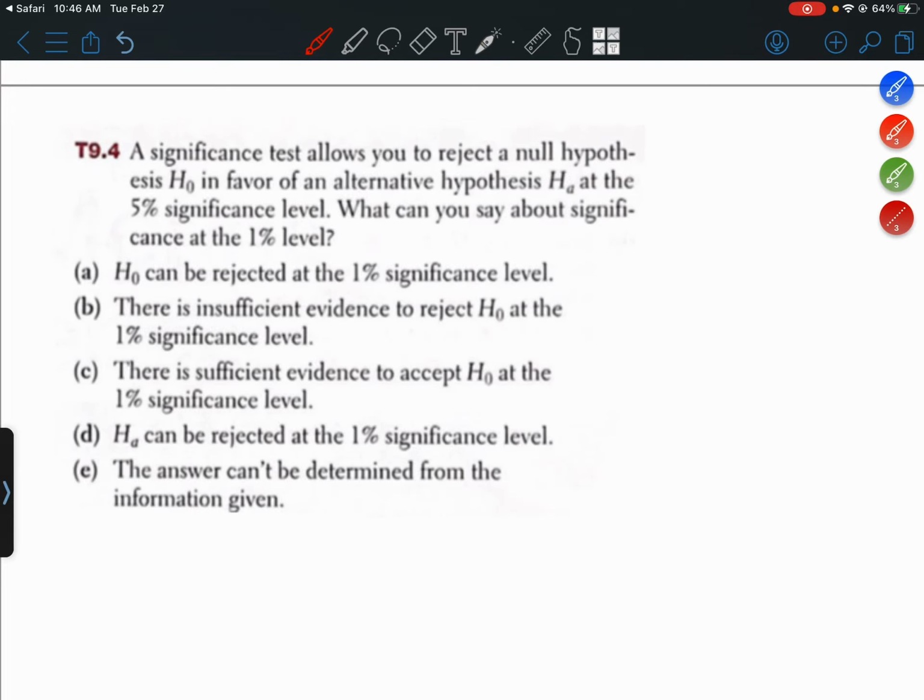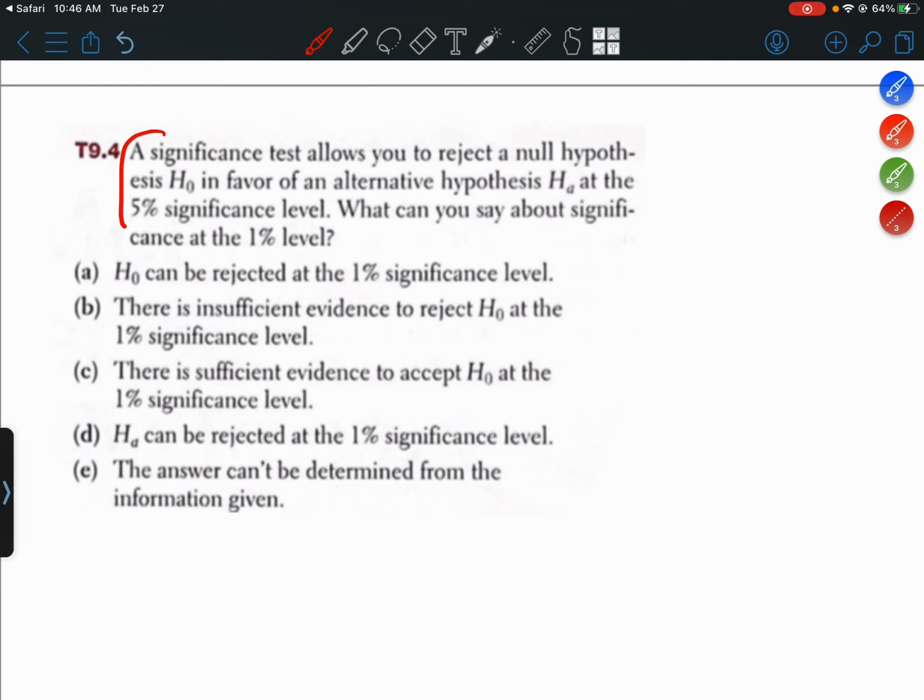T9.4. A significance test allows you to reject a null hypothesis, H0, in favor of an alternative hypothesis, HA, at the 5% significance level. What can you say about significance at the 1% level?